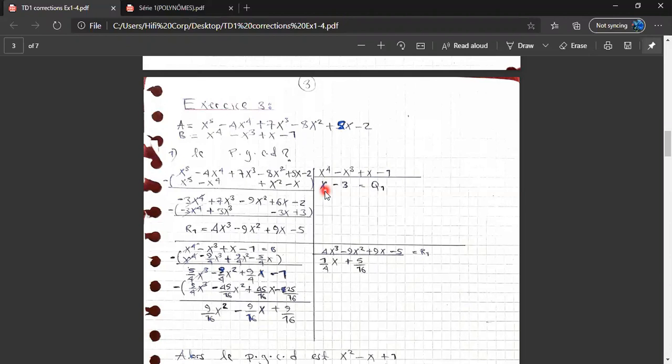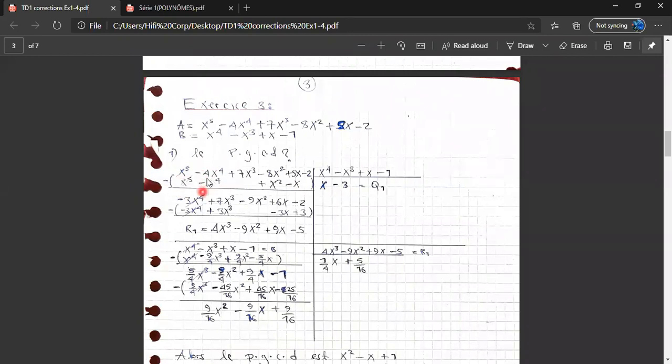It will give us x. X times x to the power 4 is x to the power 5. X times negative x to the power 3 is negative x to the power 4. X times x will be x squared. X times minus 1 will be negative x. We'll put our negative outside here. This minus this will be 0.